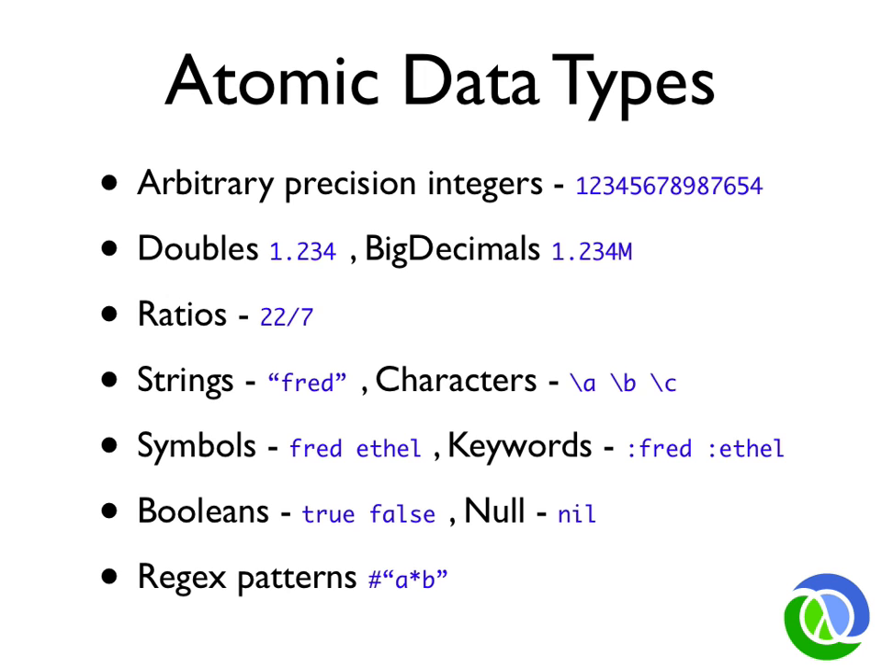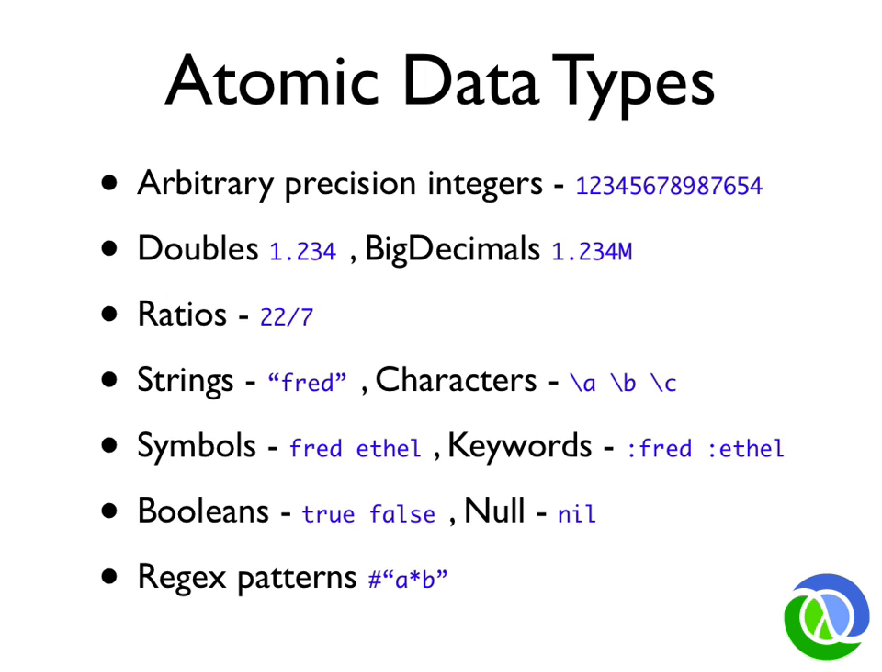And they're extremely useful. They're very useful in particular as keys in maps because they're very fast for comparison and they print as themselves and read as themselves. That will make a little bit more sense in a minute.